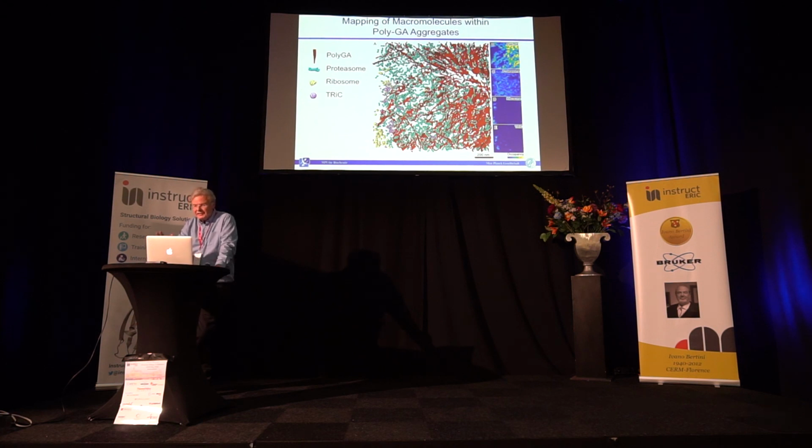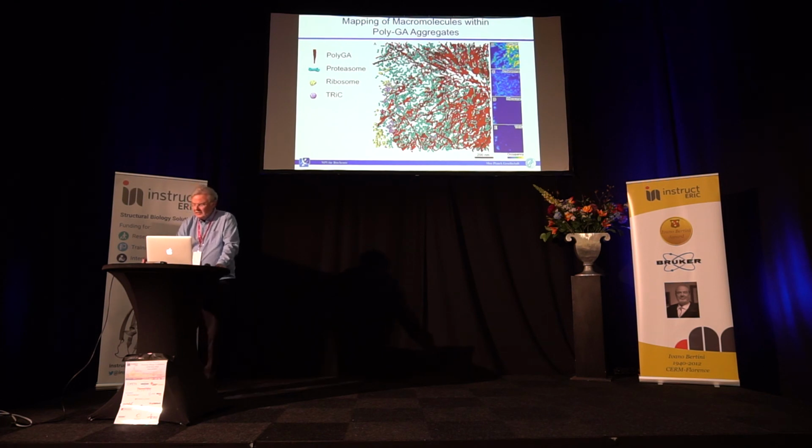Basically, the aggregate material you see is in red here. Proteasomes are in green. Ribosomes are excluded from the aggregate material, and so is the chaperonin that works downstream of the ribosome. So basically, what you see here is that we have a massive accumulation of proteasomes inside the aggregate material. The concentration increases something like 40-fold over the concentration in the remainder of the cell here.